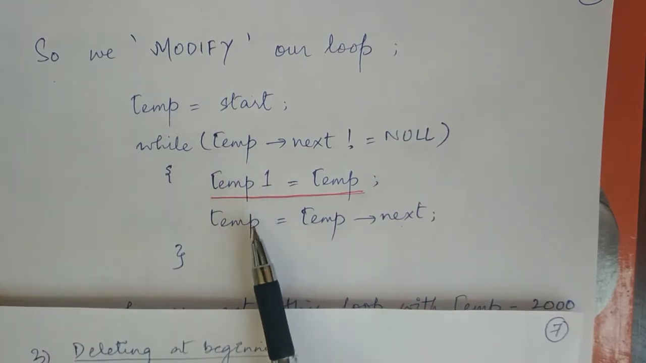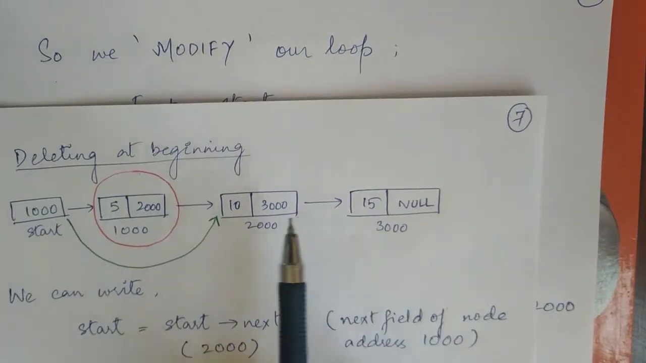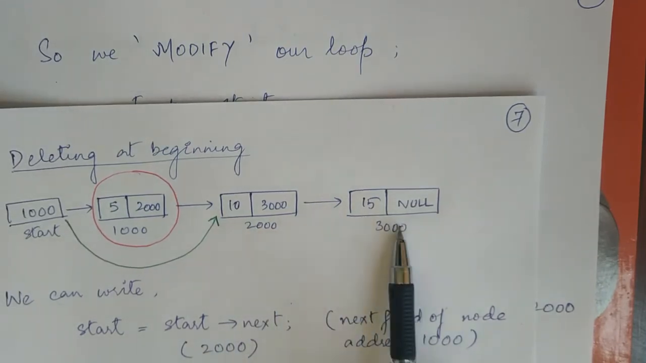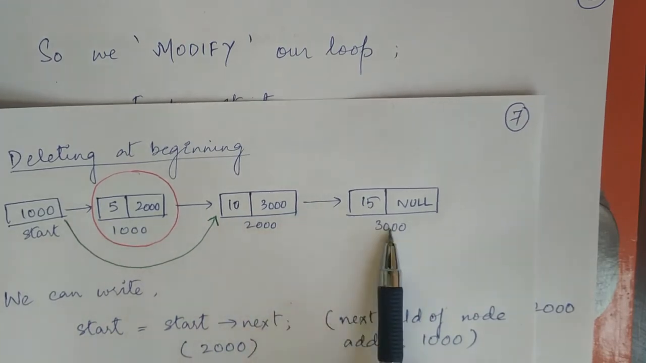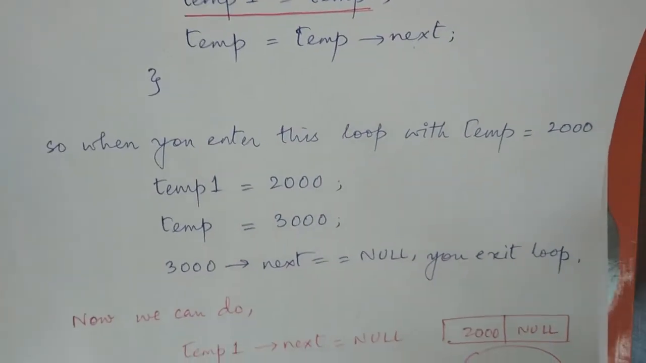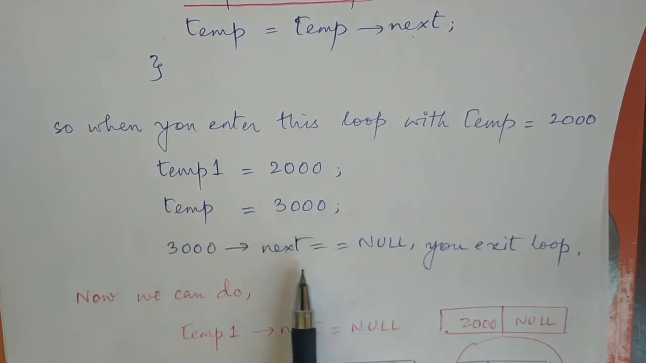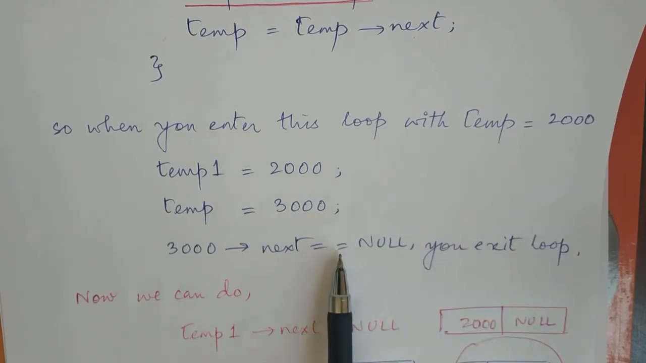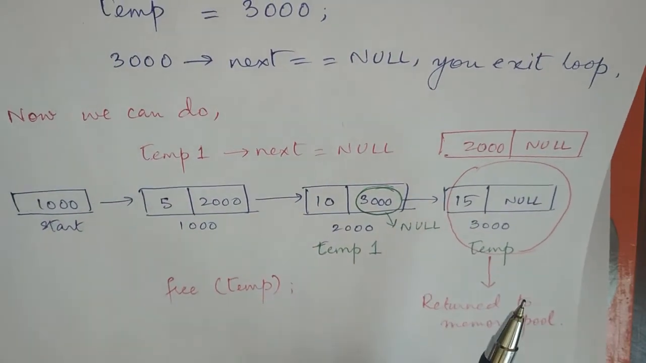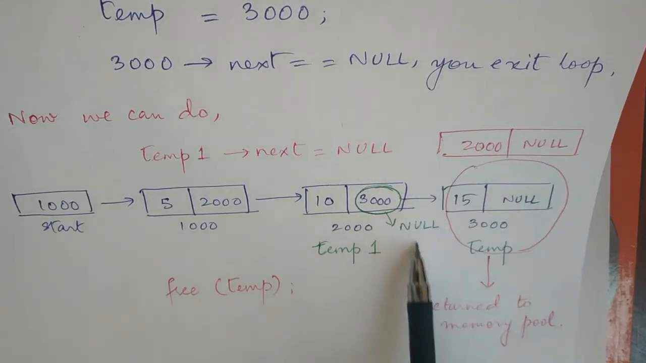So we have tried to retain the previous value of temp within the loop, so that when we come out of the loop, we have temp1 pointing here and we have temp pointing here. So to delete this, we will be using temp1 instead of temp. So how do we go about that? This is the value that I have now. Temp1 has 2000 and temp has 3000. 3000 to next is equal to null, so you will exit the loop at this moment. And now this is what we have. Temp1 is here. This is your temp. This is what we are going to delete.